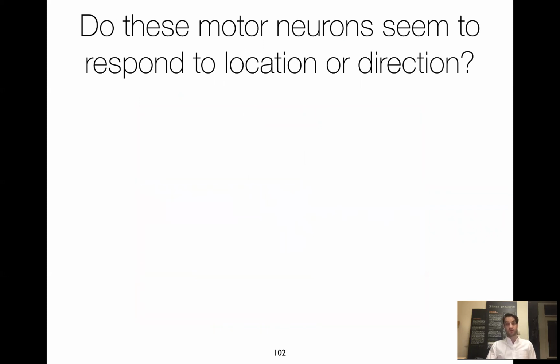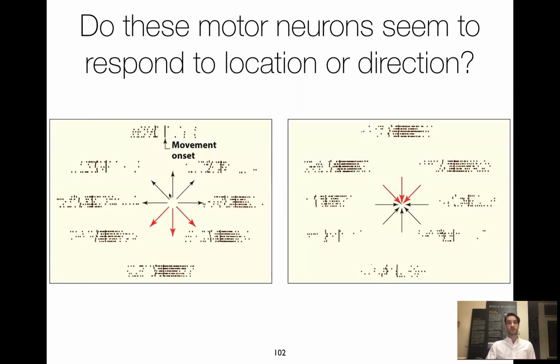So what I want you to do is look at these two plots that I'm gonna show you here, and think about this question: do these neurons that I'm showing you seem to respond to a location or to a direction? Okay, so we've got two different situations here. One is the bar starts in the middle of the little table, and the monkey moves it away from the middle to one of these outer locations. Or the monkey starts with his hand on the outside and moves the bar to the middle of it, okay?